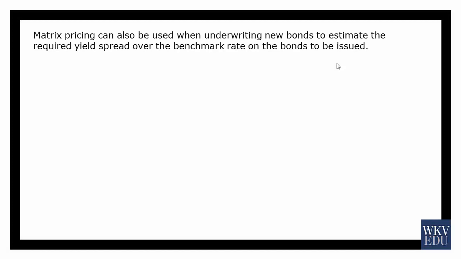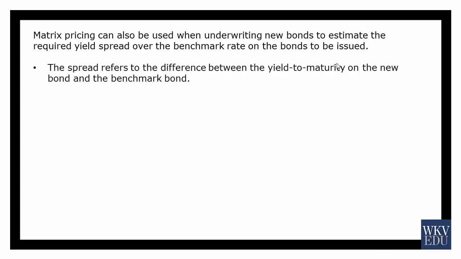Matrix pricing can also be used to underwrite new bonds to estimate the YTM spread over the benchmark rate on the bonds to be issued. This spread is the difference between the YTM on the new bond and the benchmark bond. It reflects the additional compensation offered by the issuer to compensate investors for differences in credit risk, liquidity risk, default risk, tax status of the bond relative to the benchmark.